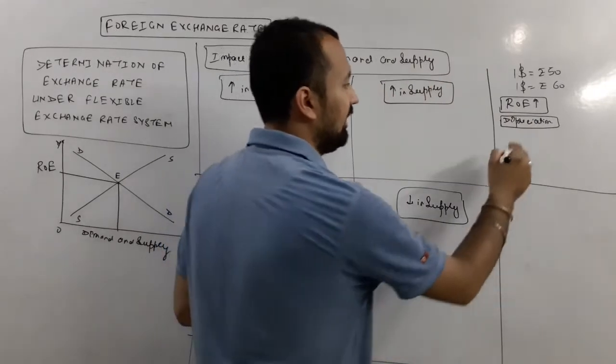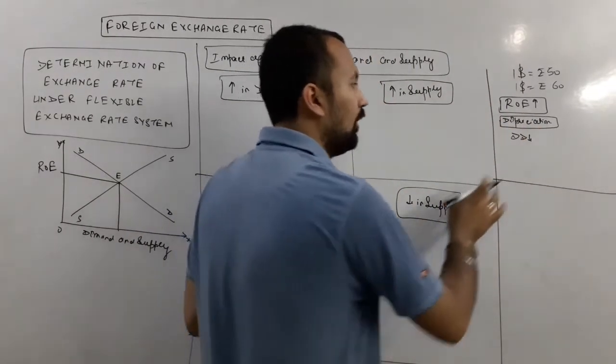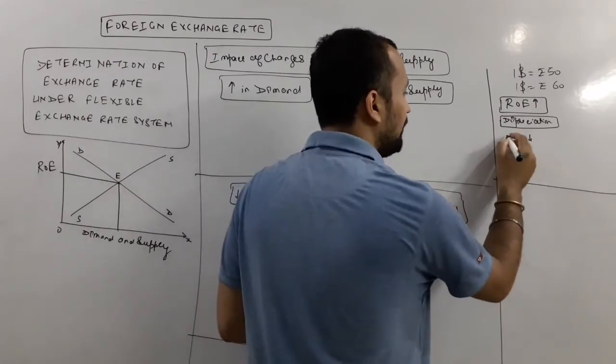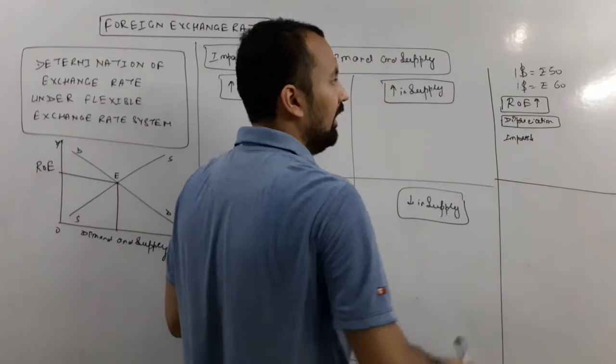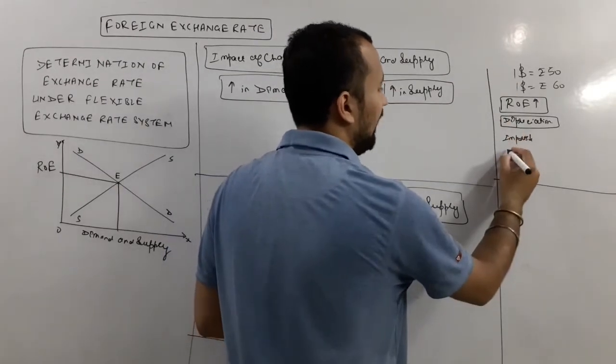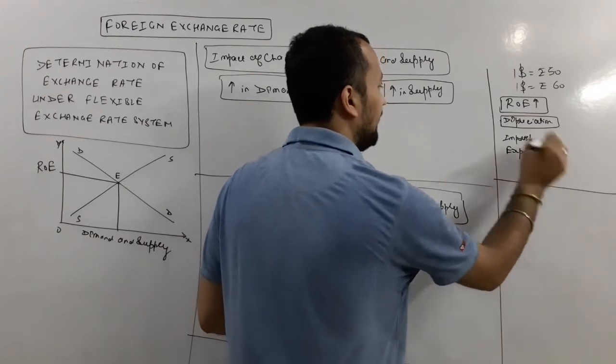When the rate of exchange increases in this situation, demand for the particular commodity decreases, or we can say that imports tend to reduce. And when the rate of exchange increases, our supply tends to increase. It means that exports are increasing in the economy.